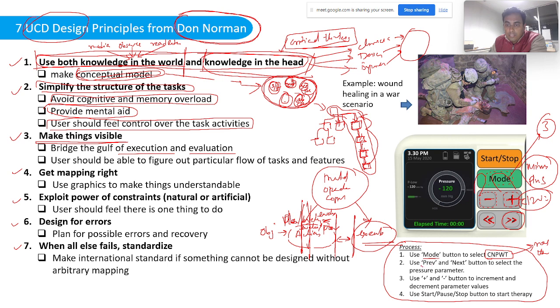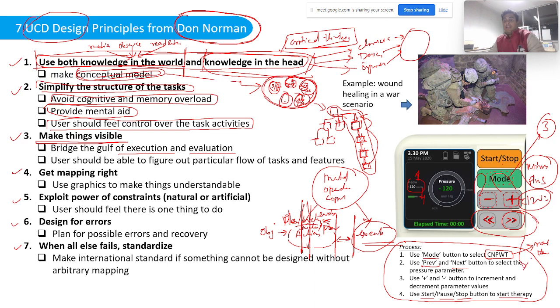Then use the previous and next buttons to select the pressure parameters. Whenever you press plus or minus, here or here, the pressure level will increase or decrease. Then the start, pause or stop button starts the therapy. So basically this particular button you press to start the therapy. There is no use defined for these two buttons here.